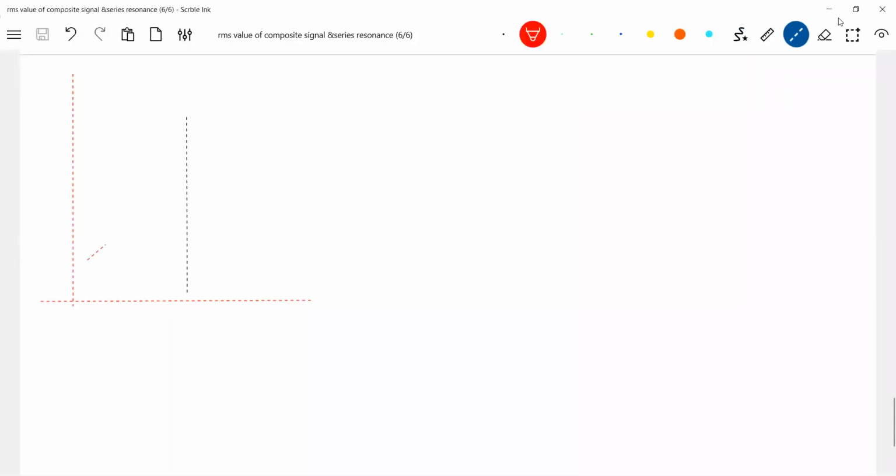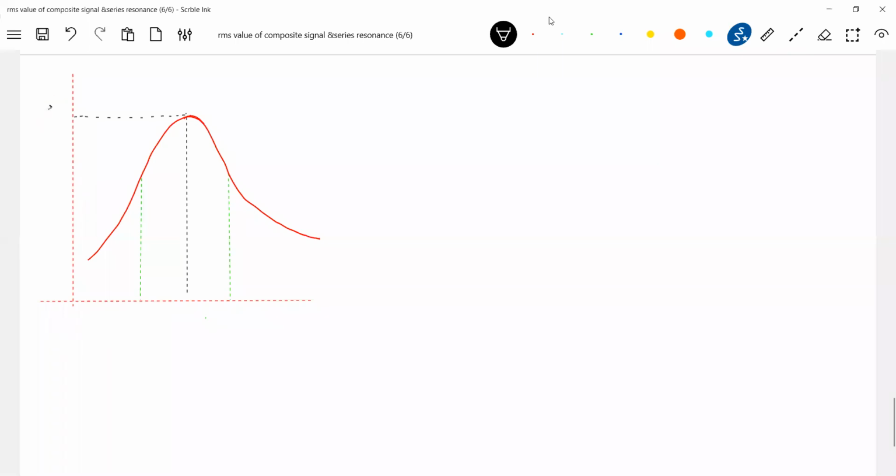This will be the curve. It will not be symmetric, because in the lab when you do it, it will not be symmetric. We have maximum current. That maximum current I'll denote by I naught.